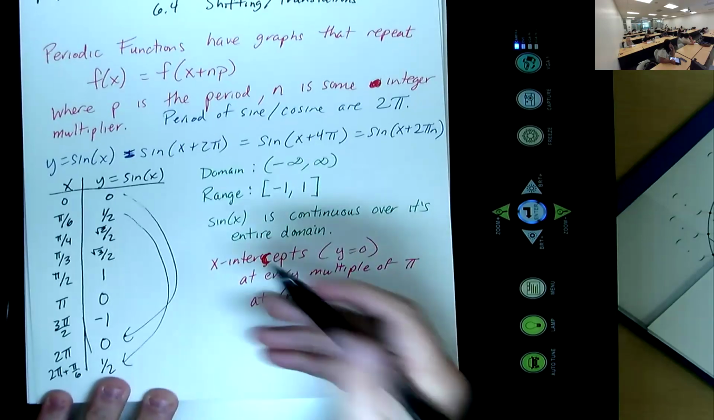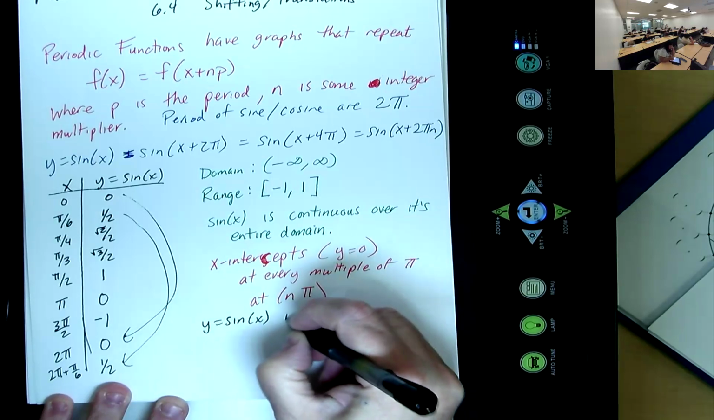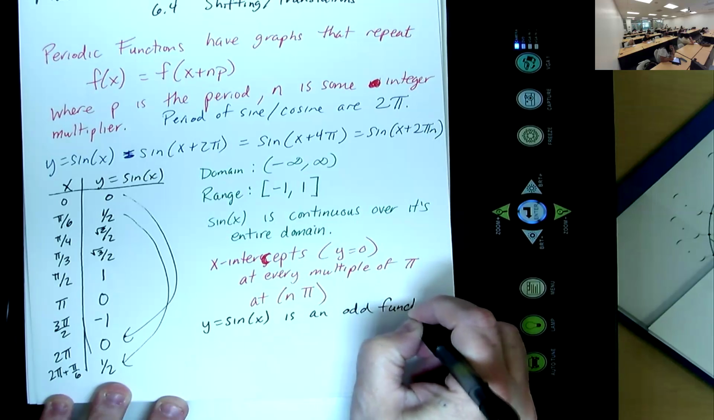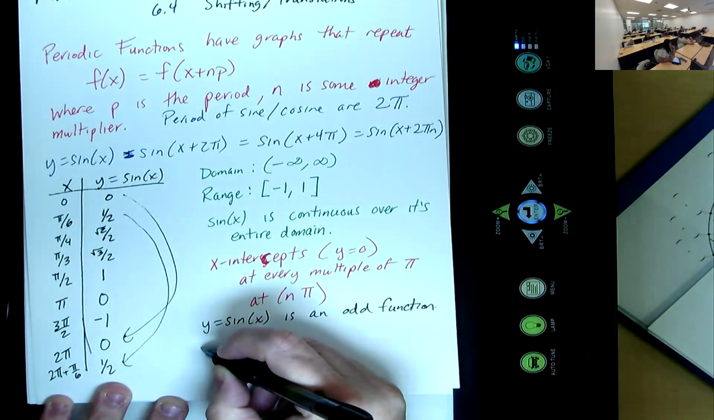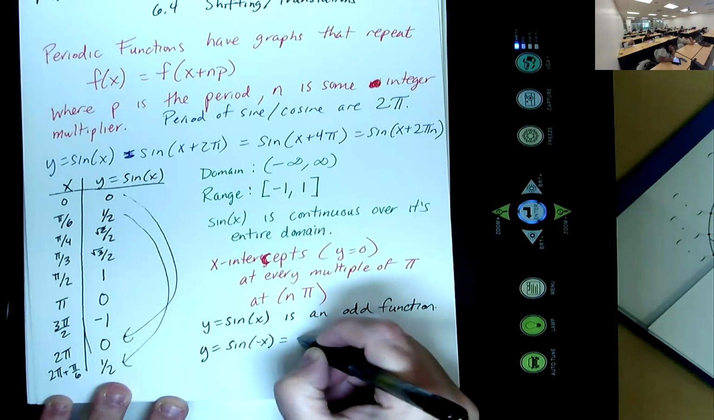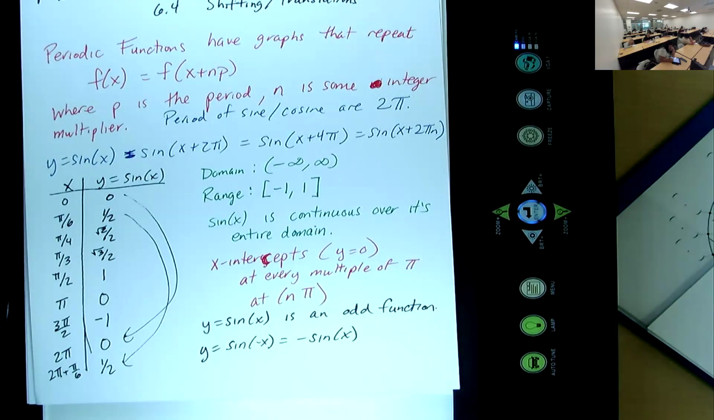Y equals sine x is an odd function. I was mentioning this a little bit ago. Which means when you have y equals sine of negative x, it equals negative sine of x. We showed that on the graph when we did b equals -1. It was sine flipped.